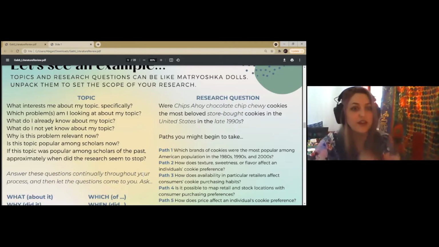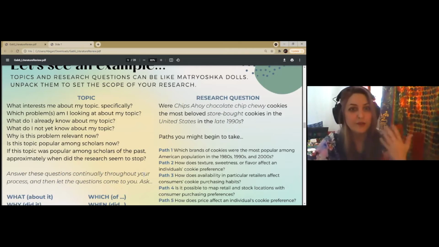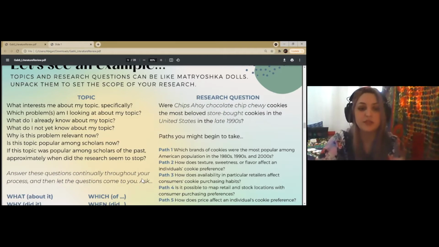What could I try to find out? Why is it relevant now? And if I research this, will it be relevant for the field later? Have other people already done this? Is it popular among scholars? If it's not anymore, was it in the past? And so on. When did the popularity seem to stop?